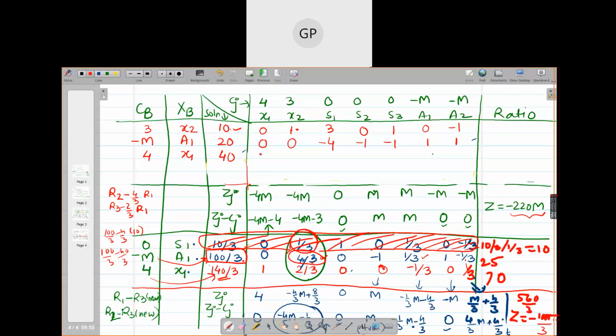ये रो बताओ क्विकली. चलो, this will remain as 1. 2 by 3 minus 2 by 3 0. This is 0 and this is 3. So 0 minus 2 by 3 into 3, that will be minus 2. 0 will be 0. Minus 1 by 3 minus 2 by 3, so that is minus 3 by 3, which is minus 1. 0, 0, 0. 1 by 3 minus minus plus 2 by 3, so that is plus 1 by 3.